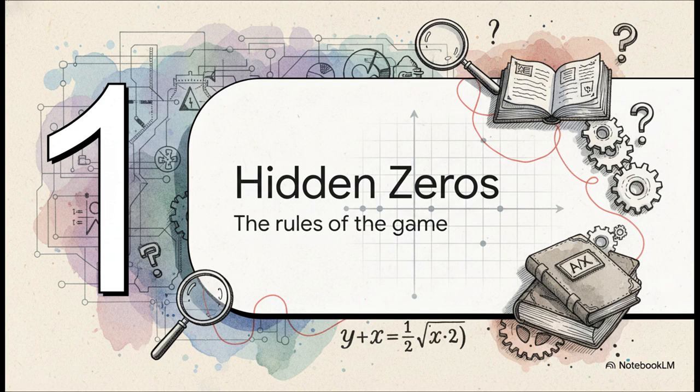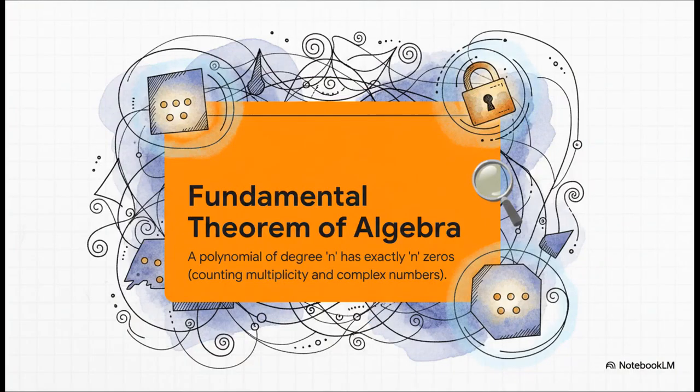Every good detective has to know the law, and for us, in the world of algebra, there are 2 theorems that are basically the laws of the land. You absolutely have to know these. First up is the big one, the fundamental theorem of algebra. Think of this as a promise. If you have a polynomial with a degree of, say, 3, this theorem guarantees you that there are exactly 3 zeros. Not 2, not 4, 3. This is awesome because it tells us exactly when our job is done.